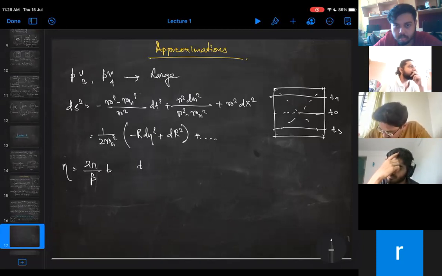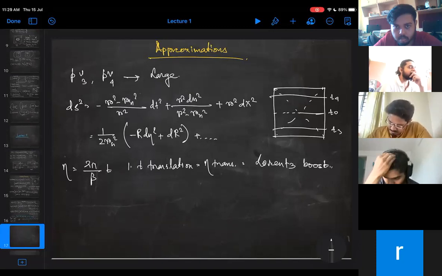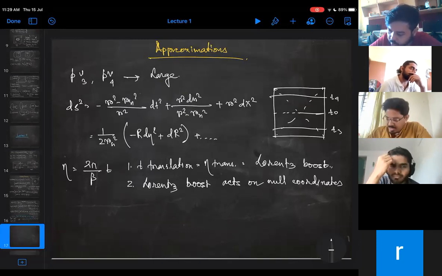So now what happens? T translation is like an eta translation. And we know what Rindler time translation is. It's nothing but a Lorentz boost in the near-horizon region. So that's the first thing. And the second point is that a Lorentz boost acts on null coordinates like scaling.